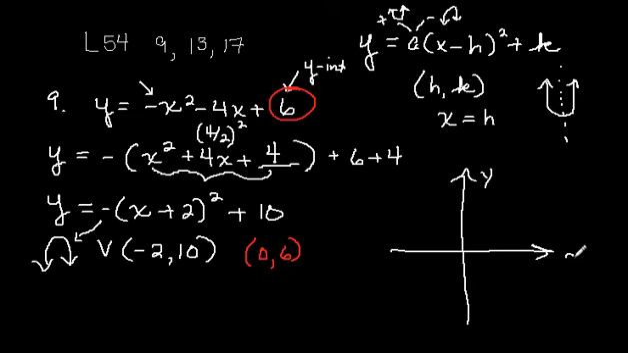So we get the vertex is negative 2, and this is a 10 up here. This is a sketch. (Negative 2, 10), and our axis of symmetry is going to be x equals negative 2. So that would come the whole way down here.